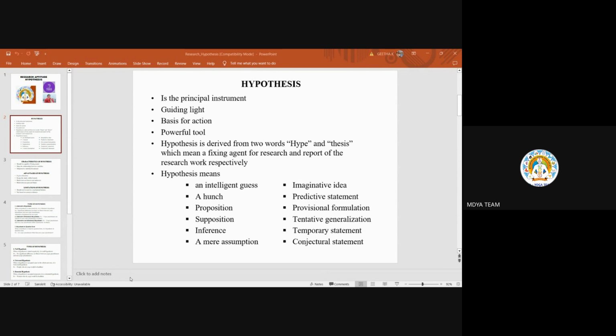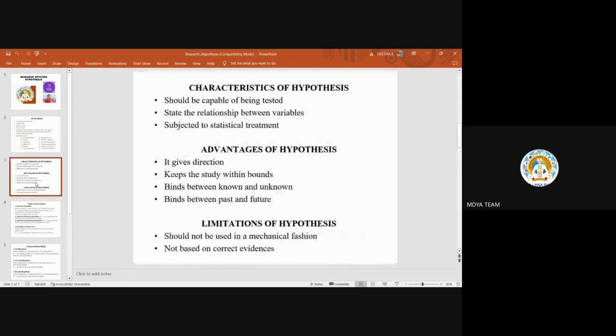That is why they say it's a predictive statement and a provisional formulation. The very word provisional formulation means you are assuming what is going to be achieved. So only practical things should be given there. Then tentative generalization and temporary statement. It is a temporary statement. It has to be made permanent at the time of filing the research. So these things are very important. We cannot be giving any false assurance. That is why they say all these things.